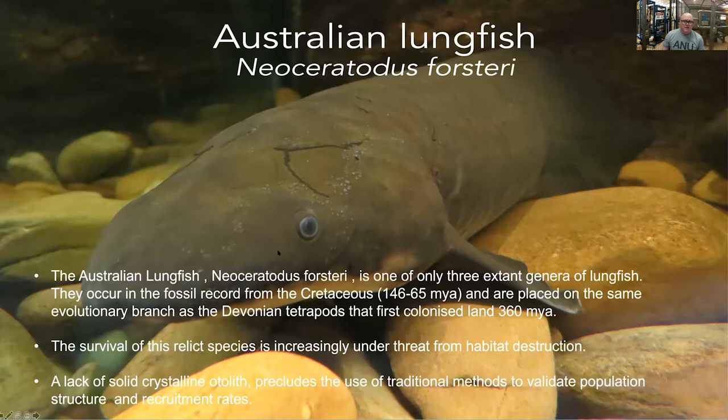Its habitat is increasingly under pressure because it lives in small tributaries and streams in southern Queensland, and building and changing water usage, building dams and things, has really impacted its habitat. Traditional fish methods for aging use what's called an otolith.